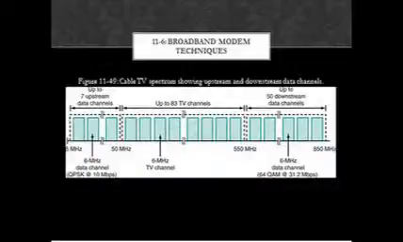Figure 11-49 shows the spectrum of the cable. Television channels extend from 50 MHz, or channel 2, up to 550 MHz. In this 500 MHz of bandwidth, up to 83 channels of 6 MHz can be accommodated.